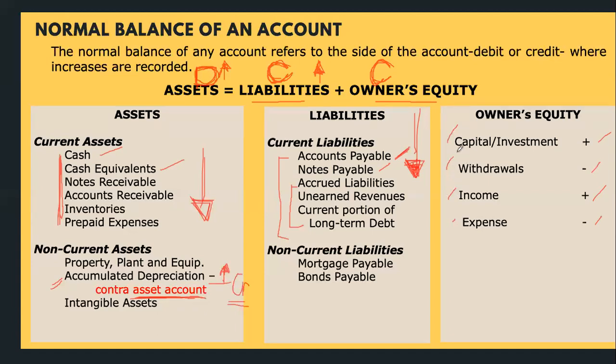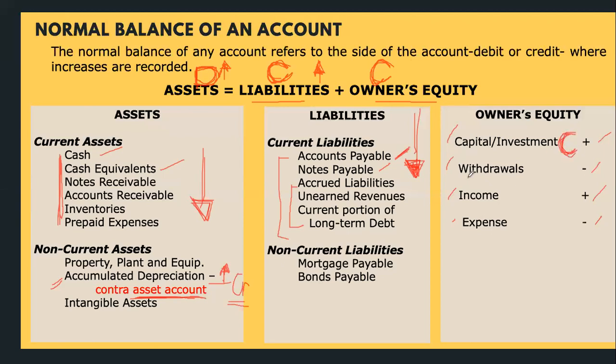For capital and investment, since plus siya, the normal balance is naka-credit siya. Because idugang sa owner's equity in computing the owner's equity. Tapos si owner's equity mo increase pag naka-credit. So that's why capital investment, since plus siya in computing the owner's equity, it has a normal balance of credit.